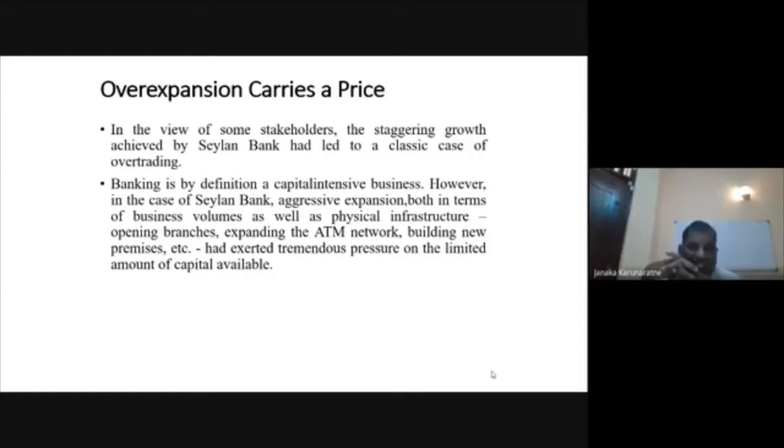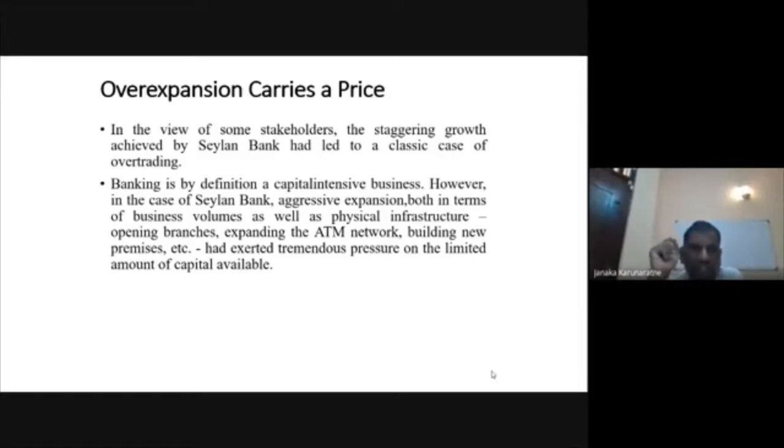Overexpansion carries a price. In the view of some stakeholders, the staggering growth achieved by Ceylon Bank had led to a classic case of overtrading. So remember, when you overtrade your business, or you are expanding beyond your business, what does it mean? You are creating additional risk unless it is supported by capital. So any bank should not grow if it is not supported by capital.